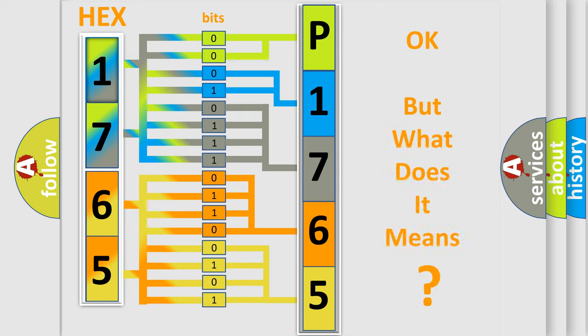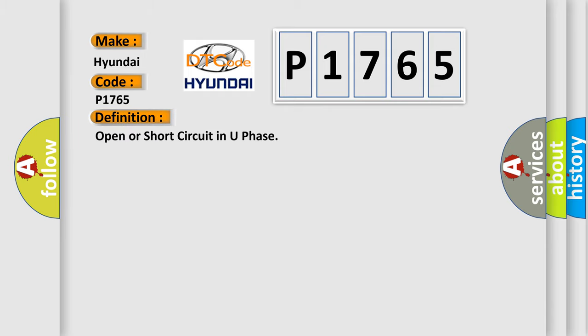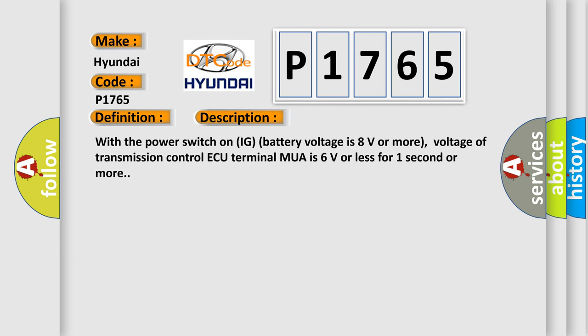The number itself does not make sense to us if we cannot assign information to what it actually expresses. So, what does the Diagnostic Trouble Code P1765 specifically mean for Hyundai vehicles? The basic definition is open or short circuit in U phase. And now here is a short description of this DTC code.